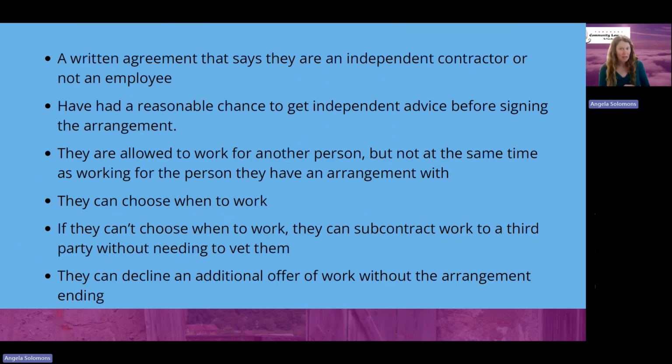He doesn't have a written agreement. He just turns up and starts working. Okay, so there's no written agreement, so he can't be a contractor. And he also fails on that second one because he doesn't have a reasonable chance to get any independent advice because he doesn't get a written agreement in the first place. So he can't meet the gateway test. He is not a contractor under that gateway test.